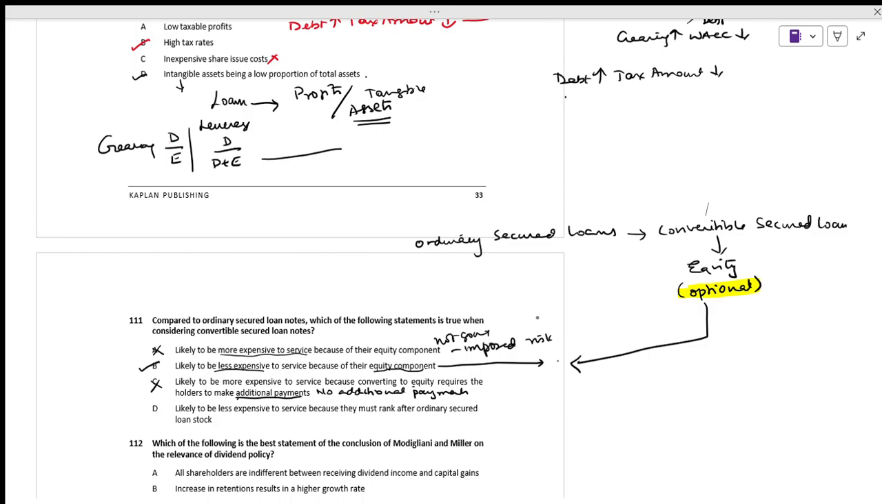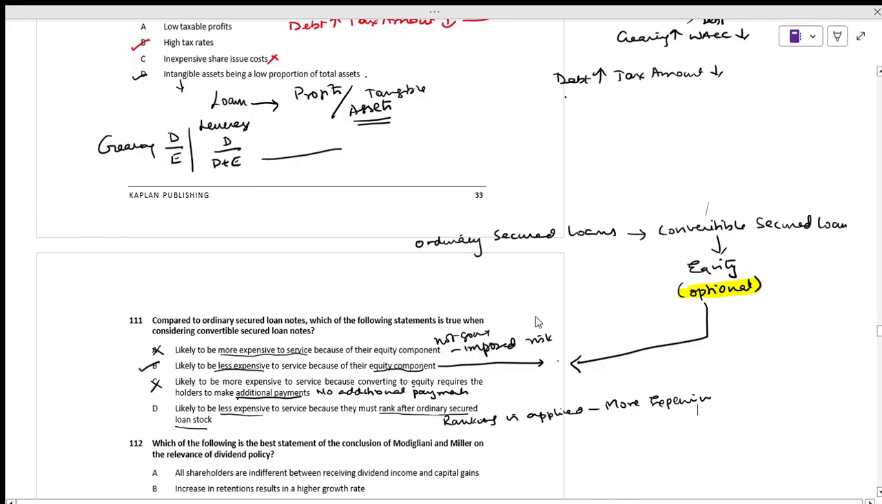Okay, next, likely to be less expensive to service because they must rank after ordinary loan stock. They should not. See, it is as simple as that. There is no ranking. If ranking is applied, it will be more expensive. Then we will have to put it in a sequential order, and subsequently it has to be given that treatment. If there is a ranking, it will be more expensive. The answer is B.